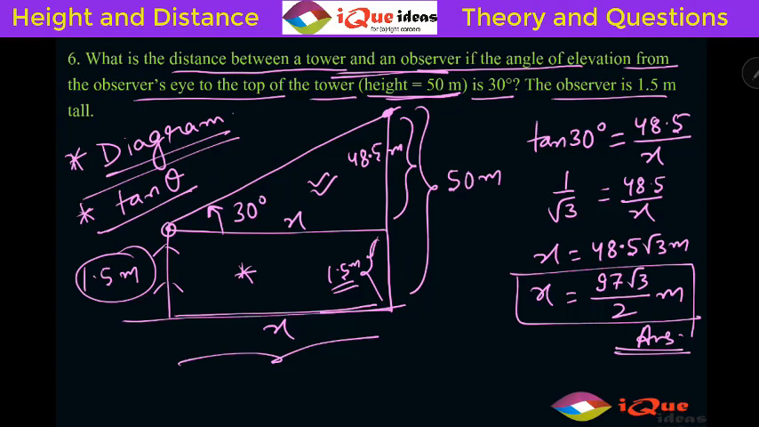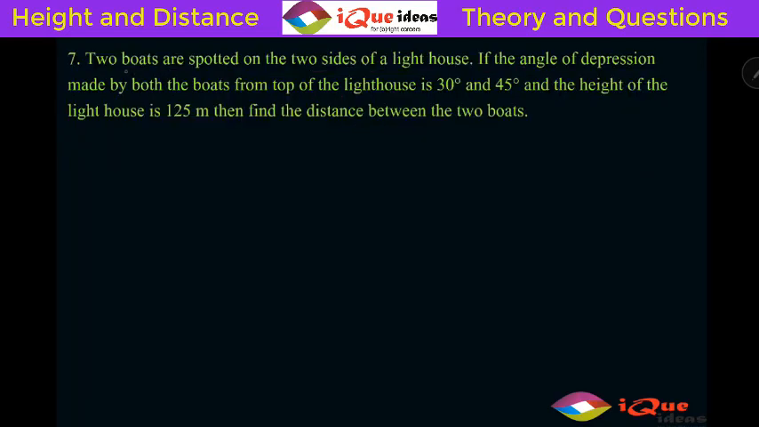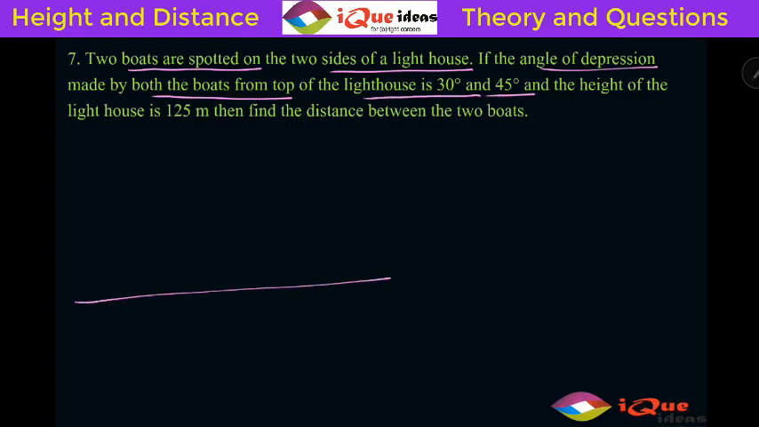Okay, now let's go to the next question. Now this question says two boats are spotted on the two sides of a lighthouse. If the angle of depression made by both the boats from top of the lighthouse is 30 degree and 45 degree. So let's say this is the surface, this is the lighthouse. This is one boat, this is the other boat, right? There are two different sides of the lighthouse.